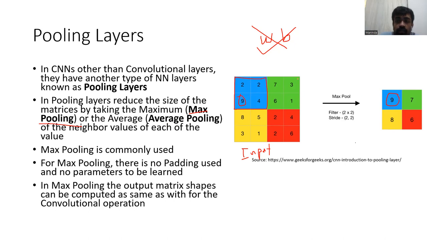Then we take the second pool, which is 7, 3, 6, 1. What is the largest value? The maximum value is 7. So we take 7 as the max pool. For the fourth pool, you take the maximum value, which is 8. For the last pool, the largest value is 6. So this is the output matrix.